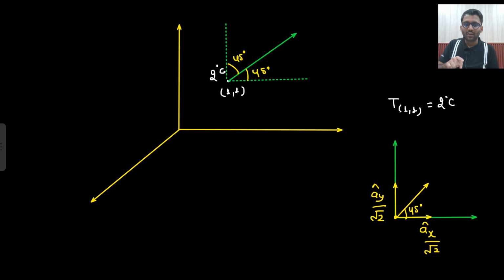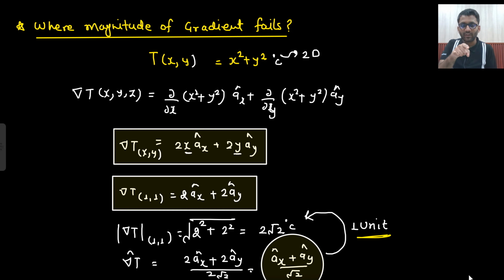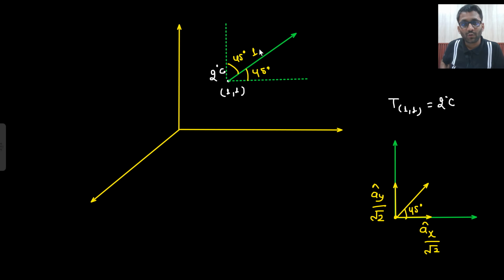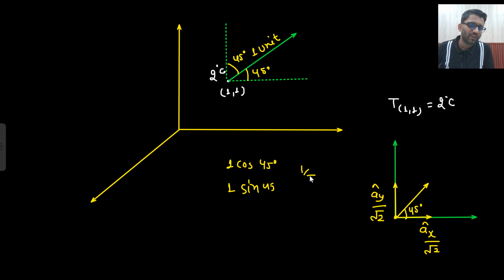And how much do I need to work in this particular direction? I need to work for 1 unit. So tell me one thing, if I am working for 1 unit in this direction, how much am I working in the x direction? 1 by root 2. Say yes or no? 1 cos 45. If you are working for 1 meter from the corner, in x you are moving 1 by root 2, in y you are moving 1 by root 2. Very simple. 1 cos 45 and 1 sin 45. So 1 by root 2 and 1 by root 2.